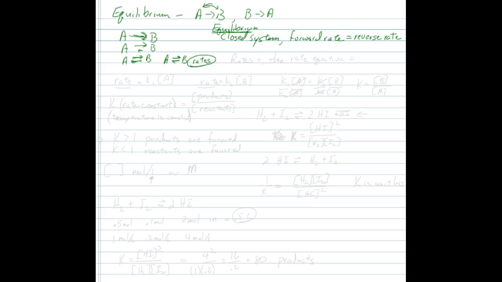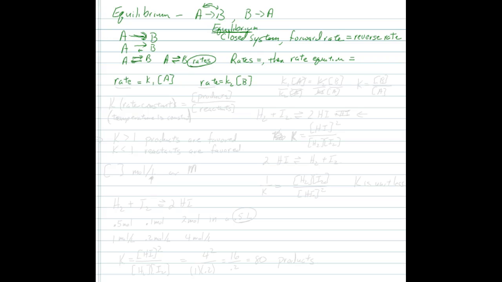So now the mathematics behind the whole deal. If the rates are equal, then the rate equations must be equal. Assume that these are both first order equations, just for the sake of argument. So the rate is equal to K1 times the concentration of A, and the rate is equal to K2 times the concentration of B.